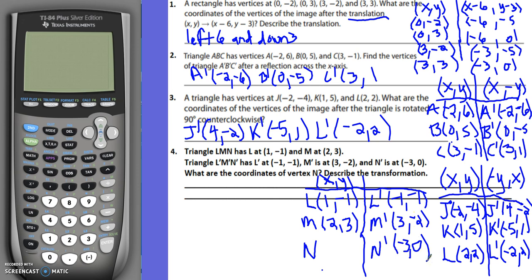Okay, it looks like there's a switch. So the X and the Y are switching, so we know it's some type of rotation. Okay, and so we have switched this here, and we took the opposite of X. So the opposite of X and a switch is going to be a 90 degrees clockwise.